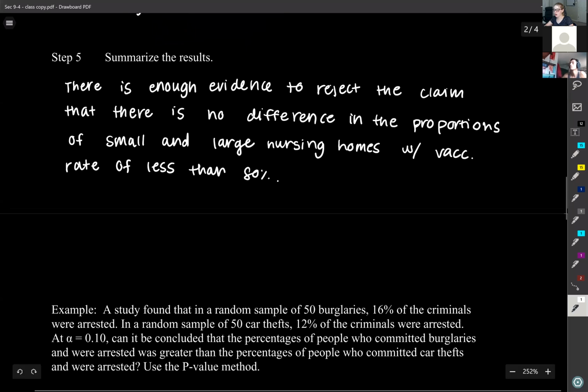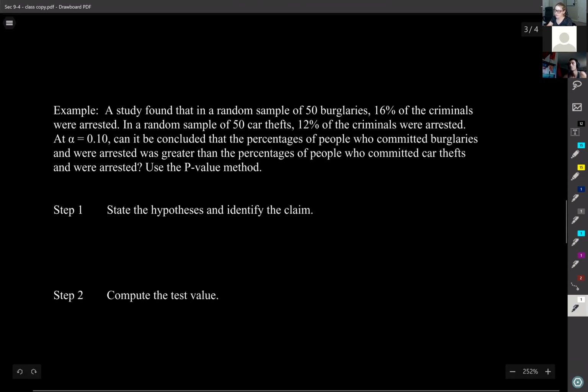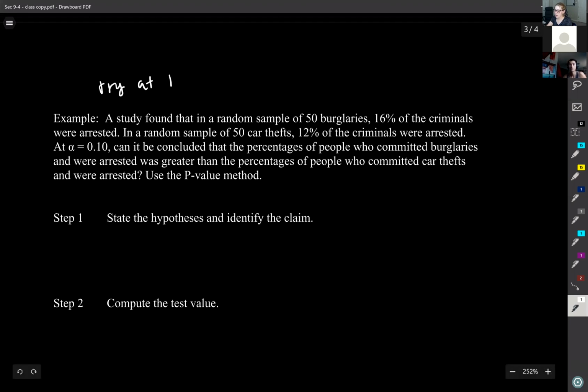Okay, so per usual, I put one more example in here, but it's using the p-value method instead. So this one's about criminals and being arrested for burglaries. I put this in so that you could try using the p-value method instead of the traditional method, since those are our two methods that we use with hypothesis testing. However, I'm not going to do the example. I'm going to leave it and suggest that you try it on your own. So I'm going to say, try at home.